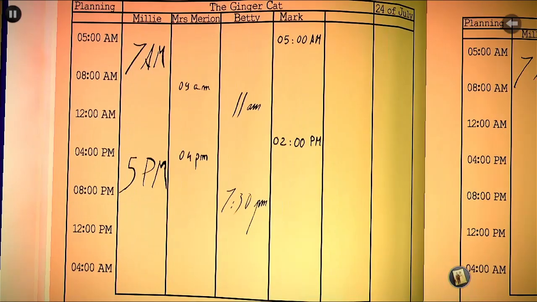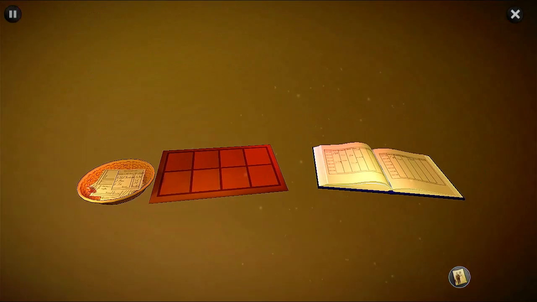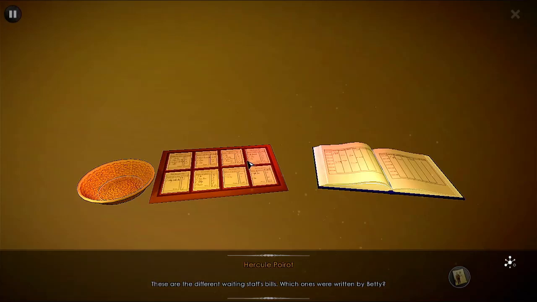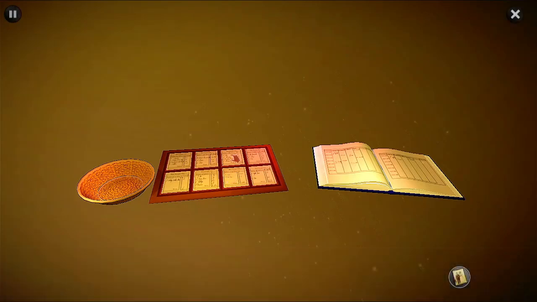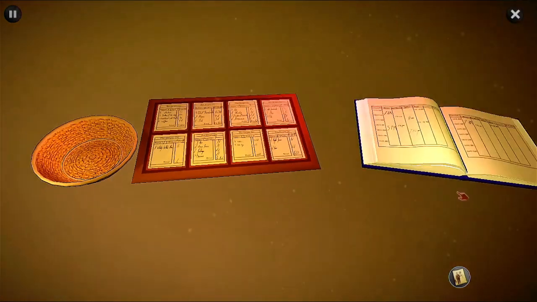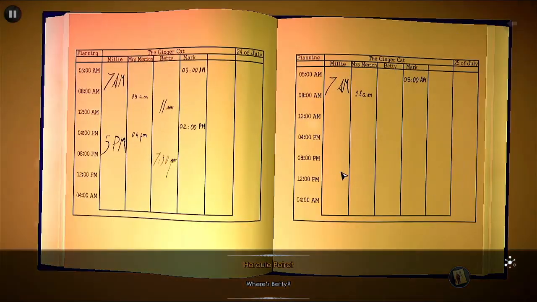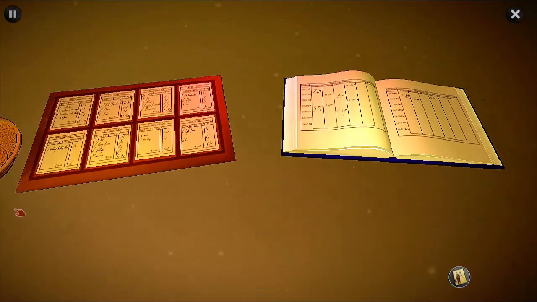Okay, let's have a little look at some other stuff that we've got here. What have we got here? These receipts, maybe? These are the different waiting staff's bills. Which ones were written by Betty? Okay, let's have a little look. So, oh, we have to compare handwriting, do we? Let's have a little look what Betty's handwriting's like. Where is Betty? Okay, it kind of slants to the right, but not large.